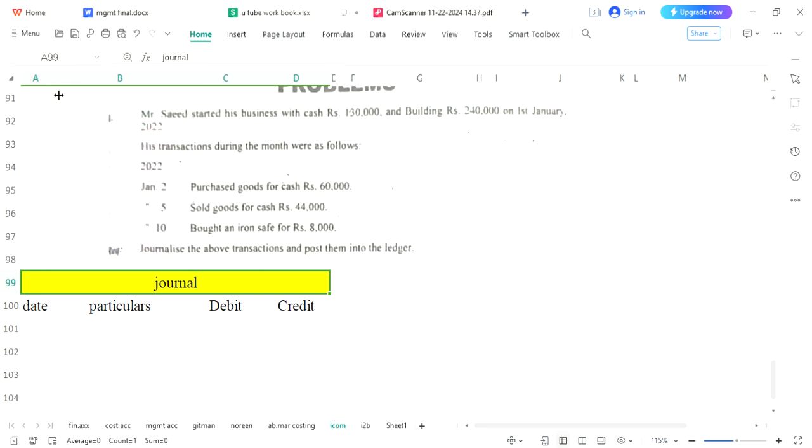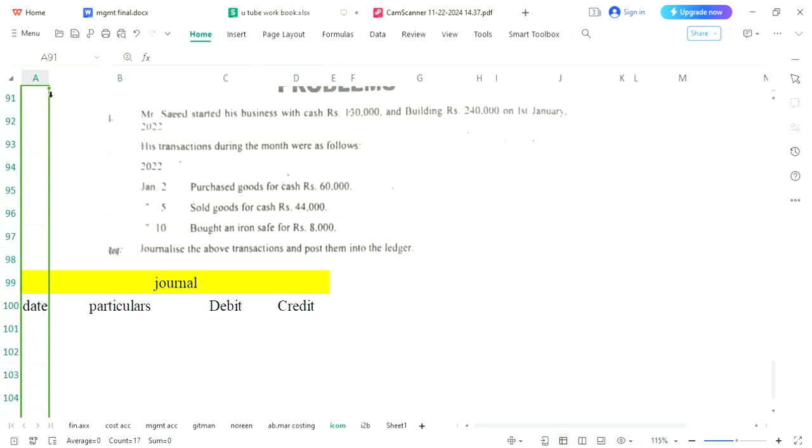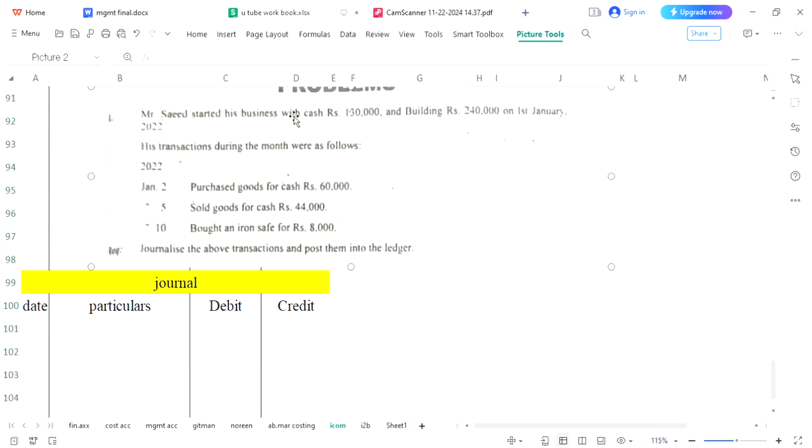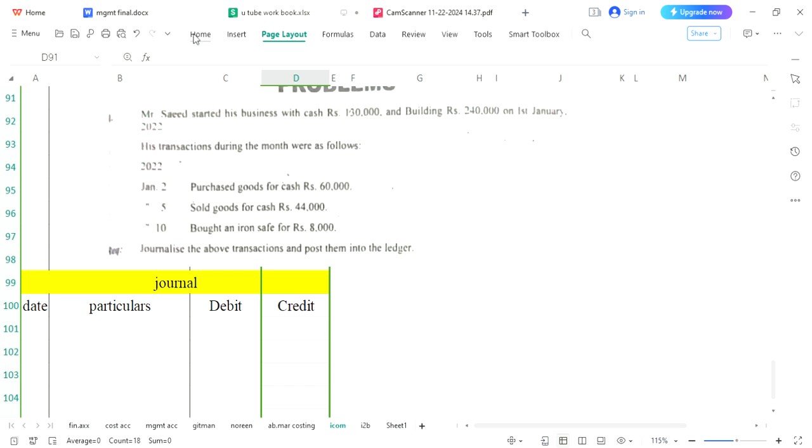Next step is to put the lines. Please understand that this is the way you will put the lines, and you will come to know as you solve this question by yourself. So you must know how to put the lines. After particulars, there are lines. After debit and credit, there are lines. And the last line would be at credit. So here our lines have been completed.